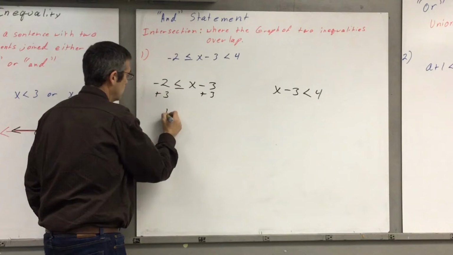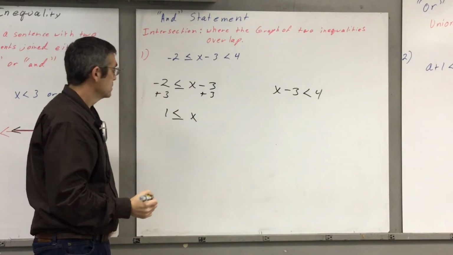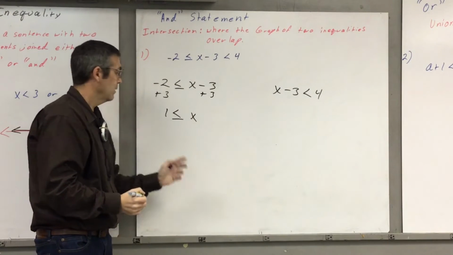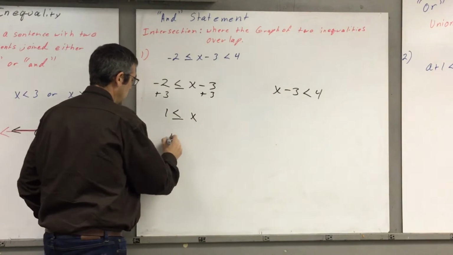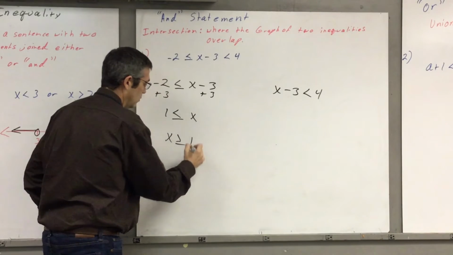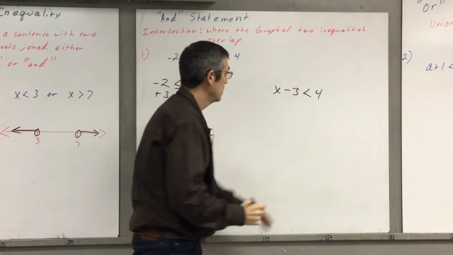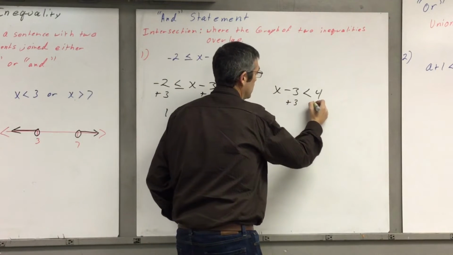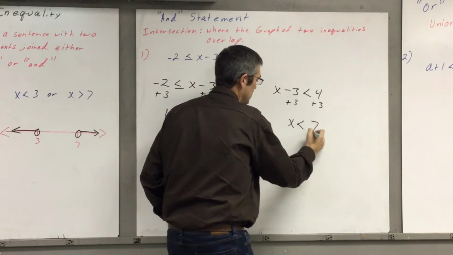So that gets us 1 is less than or equal to x. So now I have one inequality here, and what I would do is flip this to make it easier to graph. X is greater than or equal to 1, which makes it easy to graph. And then I'm going to come through here and solve this one. Add 3 to both sides, x is less than 7.